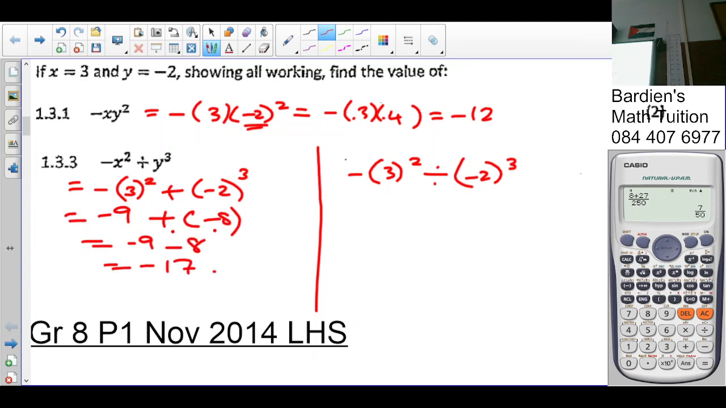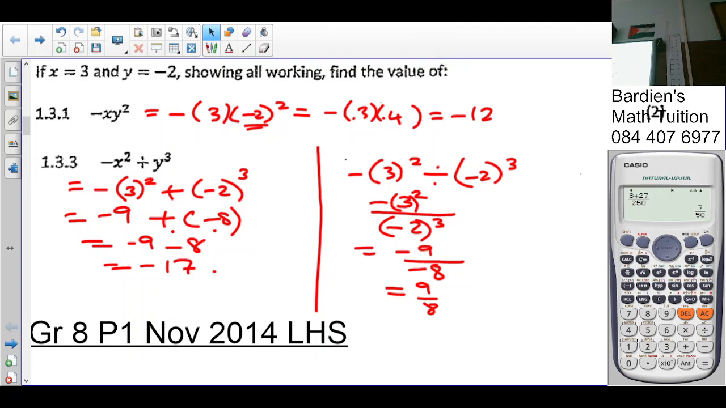Okay. On the other hand, if it's divide, it's going to be negative 3 squared over negative 2 cubed, which is negative 9 over negative 8, which is 9 over 8. Okay, so it depends basically on the way you solve it.